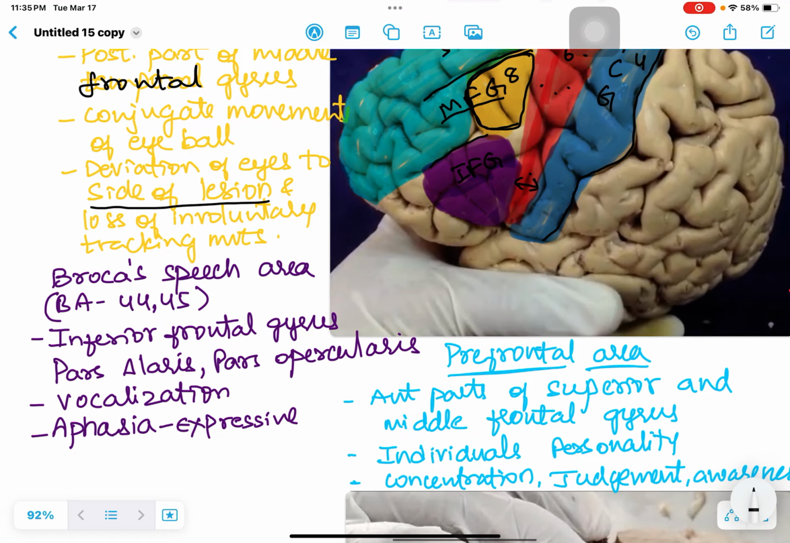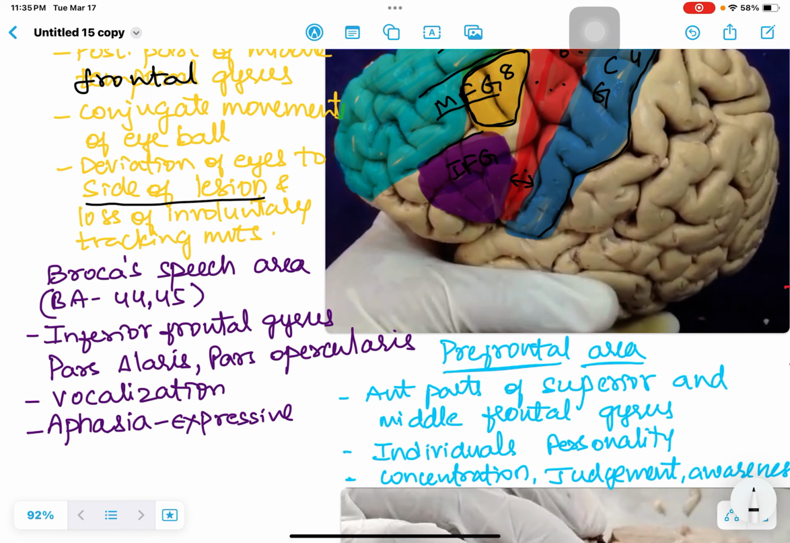Then comes Broca's speech area. So Broca's speech area is present in the lower part of the frontal lobe, that is the inferior frontal gyrus. So this is the inferior frontal gyrus, which is the area 44 and 45, and this is called pars triangularis. So this triangular area is called the pars triangularis. The one present behind this is called the pars opercularis.